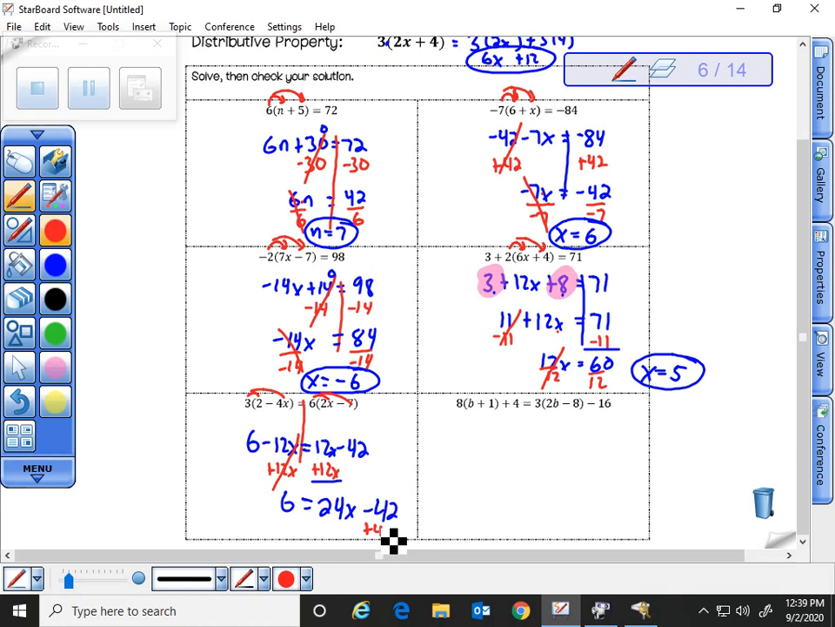Add 42 to both sides. Did not leave myself enough space, sorry about that. 48 equals 24x. So this side is 48, this is still a 24x. Divide both sides by 24. And you will get 2 equals x.